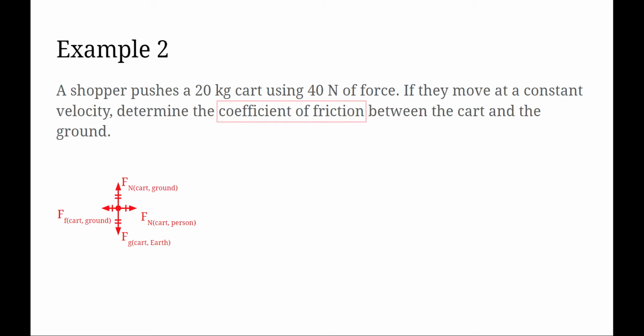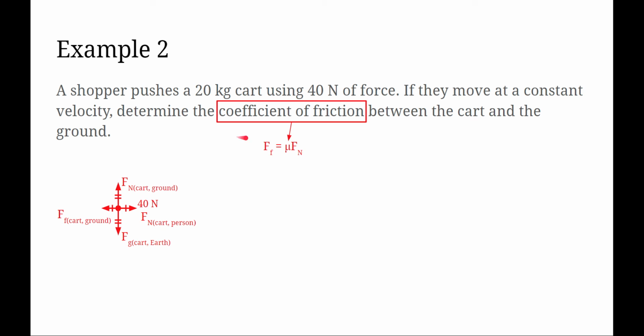So now, remember, we need to find the coefficient of friction. So we need to think, how can we get to coefficient of friction? We have to remember, it's kind of hidden inside of our force of friction equation. Our force of friction equation is just mu, that's our coefficient of friction, times the normal force. So we need to find a couple things. If we know what the friction force is and we know what the normal force is, we'll be able to solve for this coefficient of friction. So the first step will be finding the friction force.